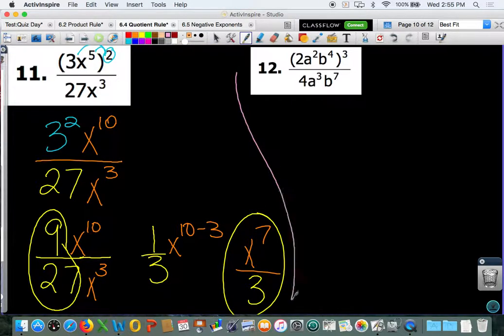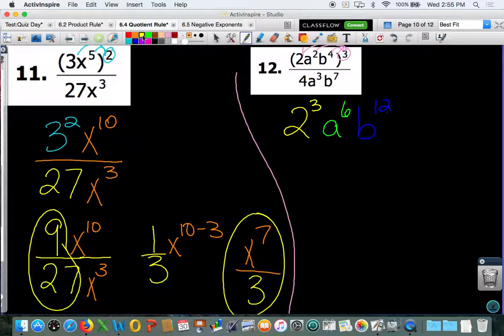All right, so now I'm looking at 12. And again, I have to distribute to every single thing. There is an invisible 1 exponent on this 2. So I have to make sure I'm distributing that 3 to the 2 as well. So now I've got 2 to the 3rd power. Let's do green for A. I've got A to the 6th power because 3 times 2 is 6. And for B, I've got 12 because 3 times 4 is 12.